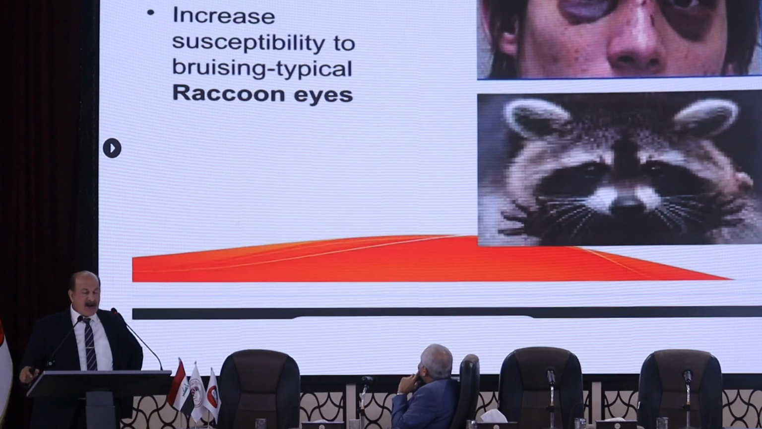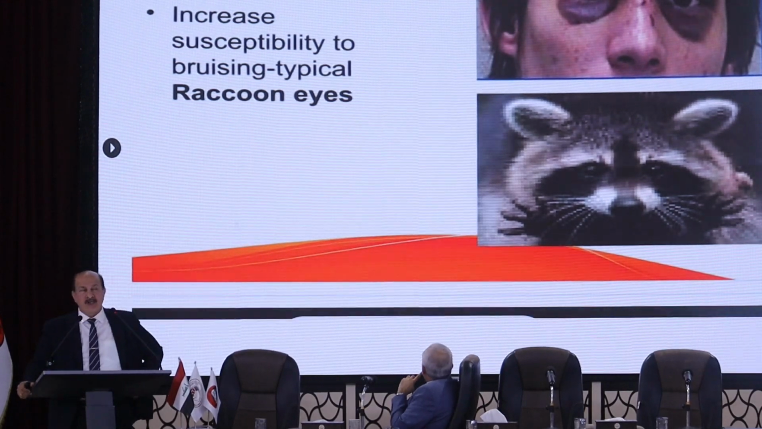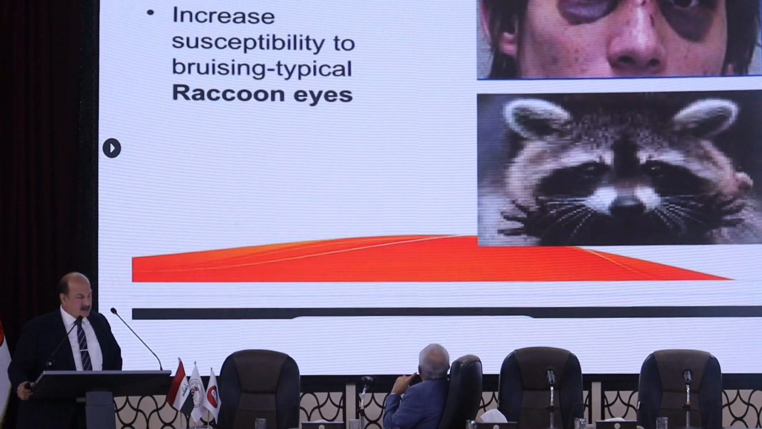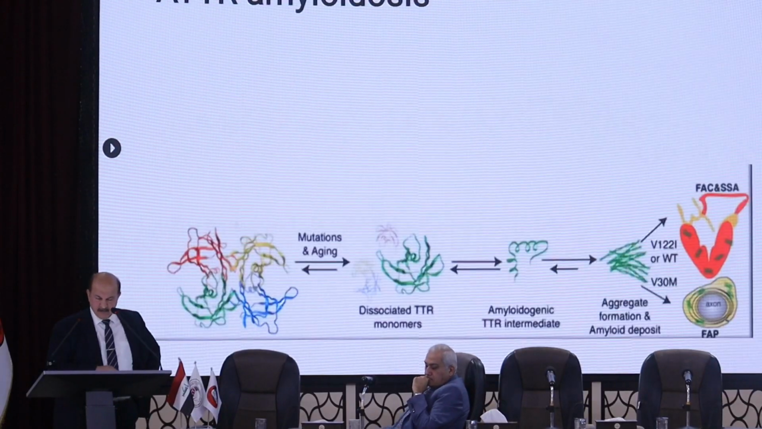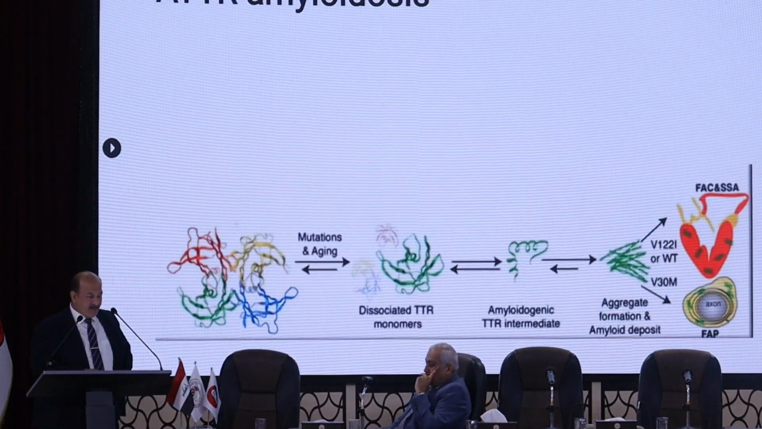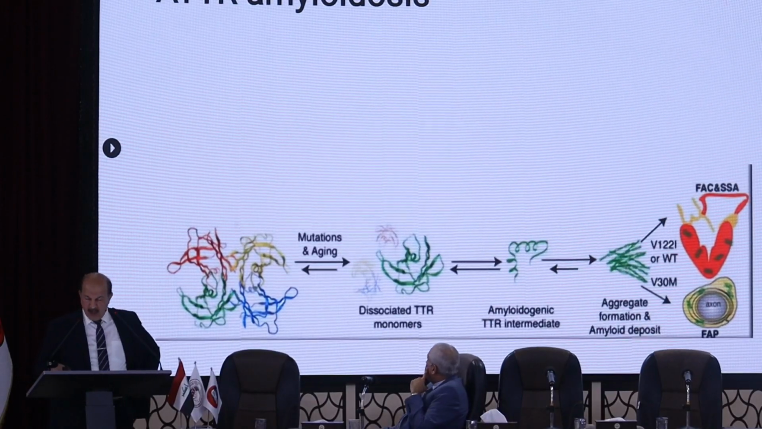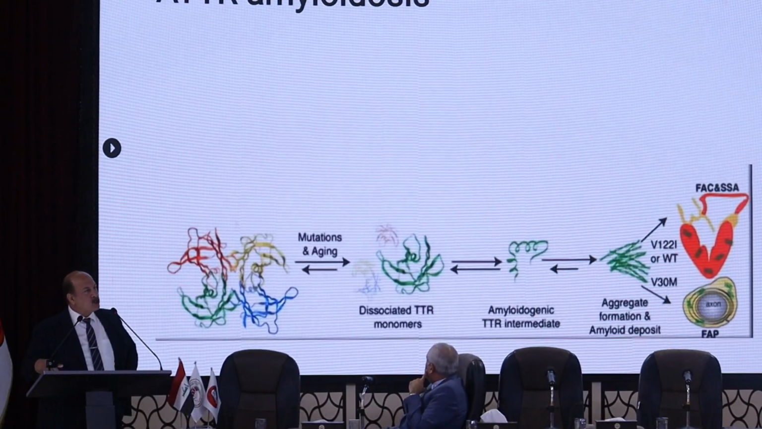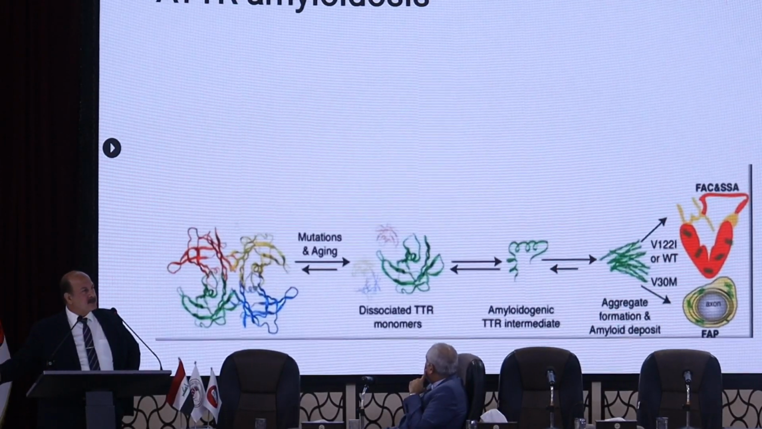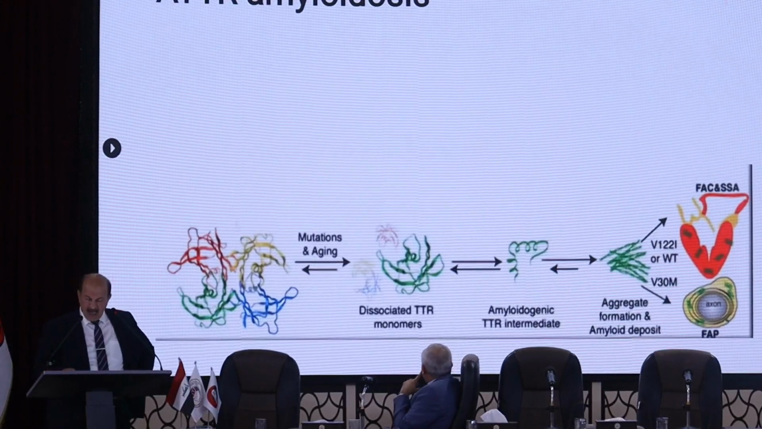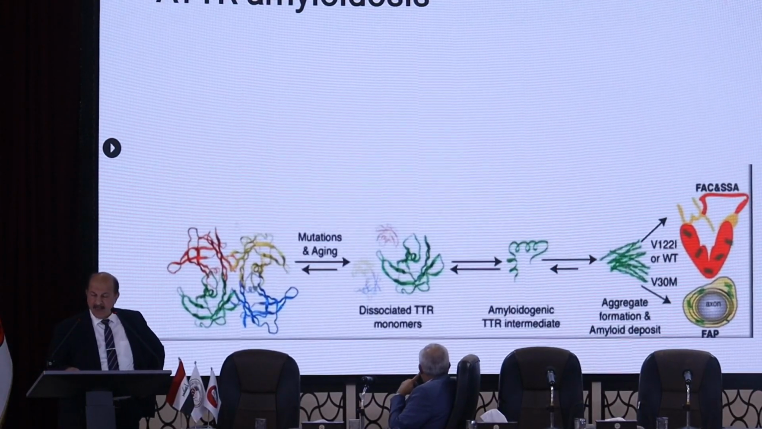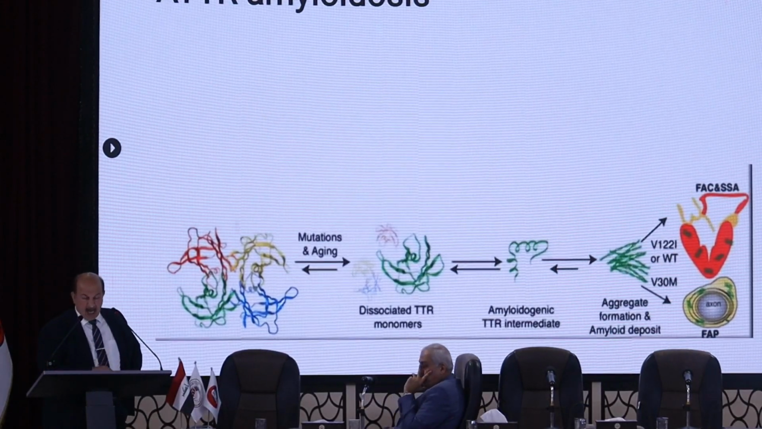This is what's called raccoon eye. It's a characteristic feature of AL amyloidosis. ATTR amyloidosis, as I mentioned, is a problem with the protein tetramers, which will disengage into monomers, and these will misfold, forming insoluble fibrils that deposit in the tissue, causing a problem.